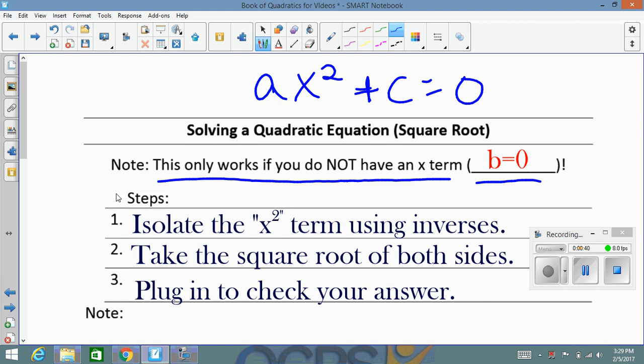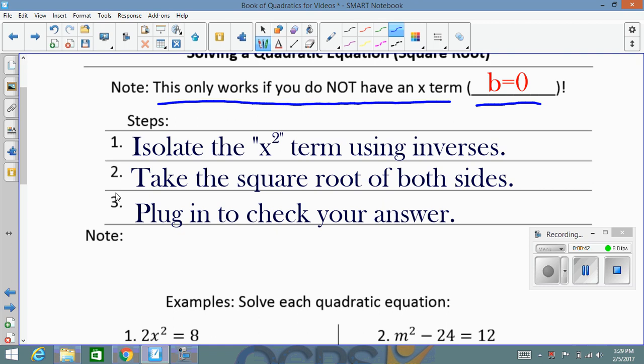Now, we're going to take a few steps, and they're pretty simple. We're going to isolate the x squared term using inverses, so addition and subtraction are inverses, multiplication and division are inverses. Then we're going to take the square root of both sides. That's because at that point we'll have x squared, and the opposite of squaring is square rooting. So that's why we'll take the square root of both sides. Inverses once again. Then plug in to check your answer.